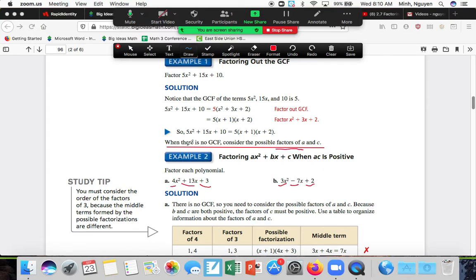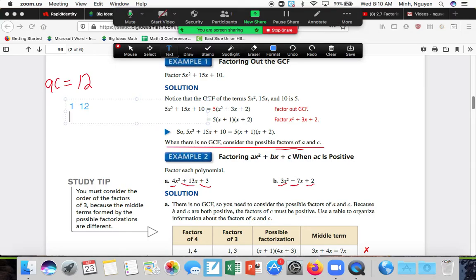When there is no GCF, like there isn't here, with 4, 13, and 3, I can't divide all of them by 2 or 3 or 4. Then I have to consider the possible factors of a and c. So a is 4 and c is 3. I'm going to go ahead and multiply those, so ac is equal to 12. And then I have to think about the factors of ac that add up to 13. This one's going to be pretty easy, 1 and 12. I could stop right there because it adds up to 13.